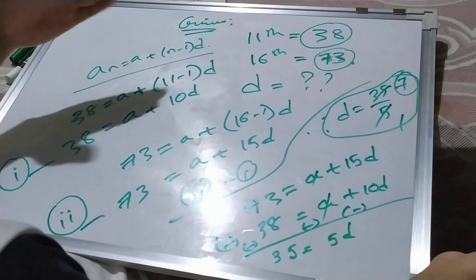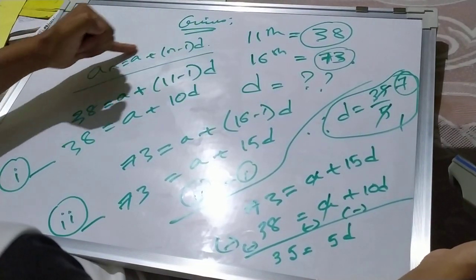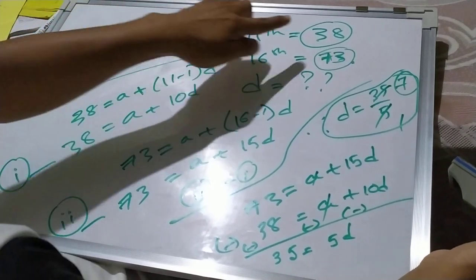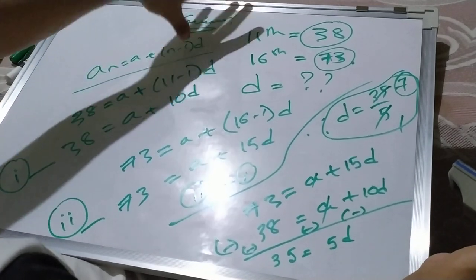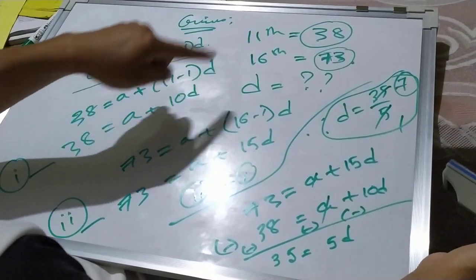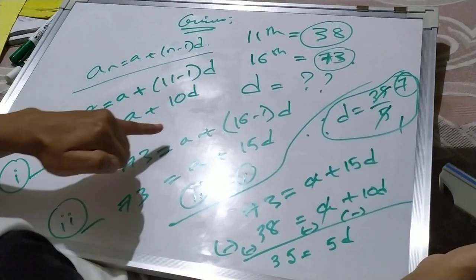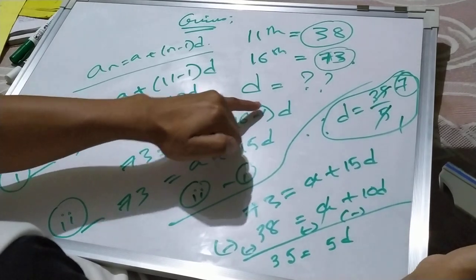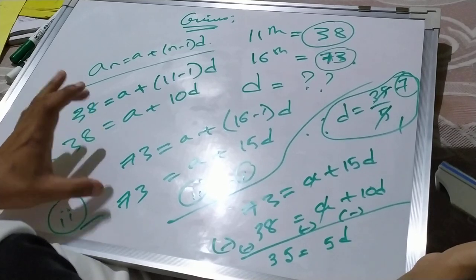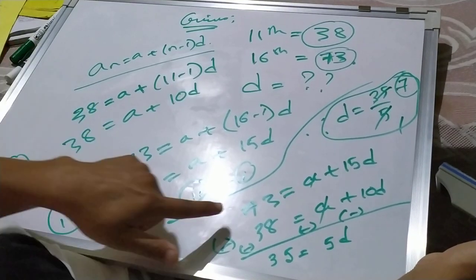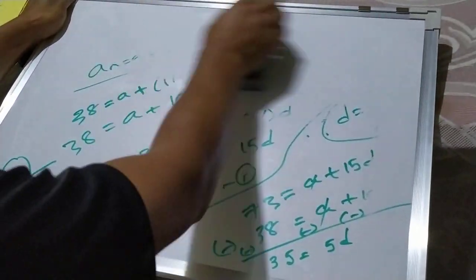Let us revise the common difference problem. Given the 11th term is 38, so the formula a n is 38 equal to a plus n minus 1 d, but n we know is 11, so 11 minus 1 is 10 d. The second one, the 16th term is 73, so a n is 73 equal to a plus 16 minus 1 d, and 16 minus 1 is 15 d. So we got two equations. If you subtract equation 1 from 2, you will get d equal to 7. So therefore the common difference is 7.